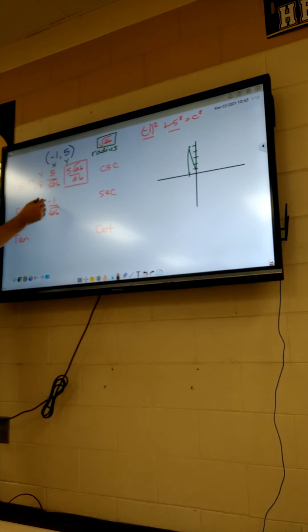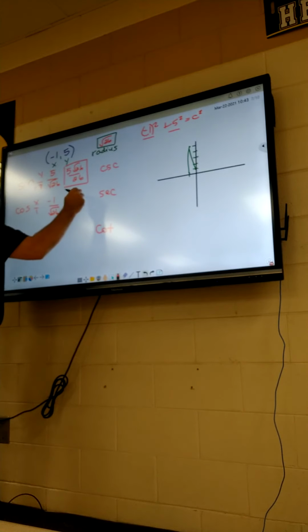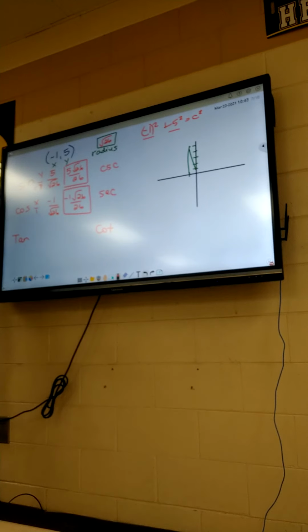All right, so Banner, would you type this in for me? Negative 1 over root 26. Tell me what it simplifies down to. Negative 1 root 26 over 26. If you guys will let me get past the first one, I promise you it's going to get easier, okay?